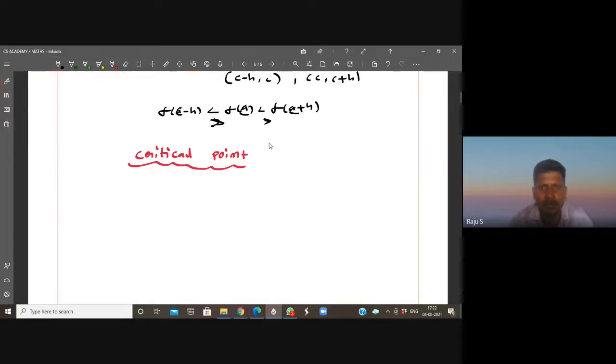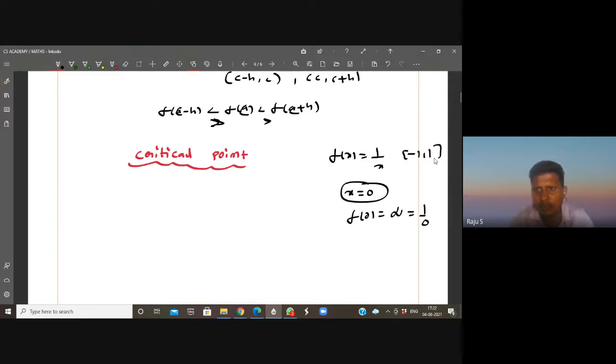Critical point. So critical point, in the sense, for example, f of x is equal to 1 by x. Is it continuous everywhere? No. At x equal to 0, f of 0 becomes infinity. 1 by 0 means infinite, undefined. So this x equal to 0 is called the critical point. Okay, you can take any domain. For example, if I take here minus 1 to 1, the function is defined in minus 1 to 1, but the function is not defined at the particular point x equal to 0.